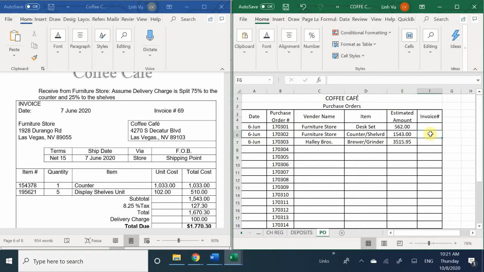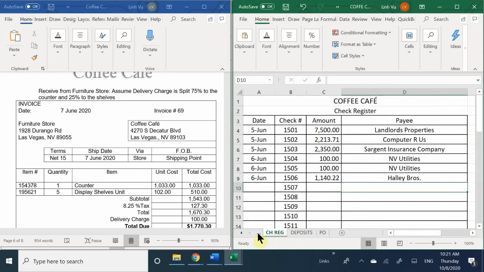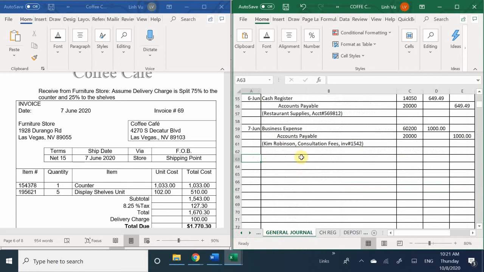We received our second purchase order. So in this case, we do know what the invoice number is. It's number 69. Okay. Now we validated and we assured that we got what we ordered. All right, so go back to my general journal. So let's look at this invoice very carefully. We received it on June 7th, okay? We received our counter and our display shelves, okay?